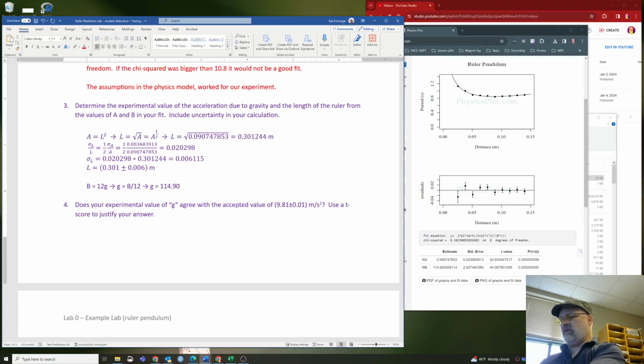Which means that G is equal to 114.905306 divided by 12, which means G is equal to 9.57544 meters per second squared.